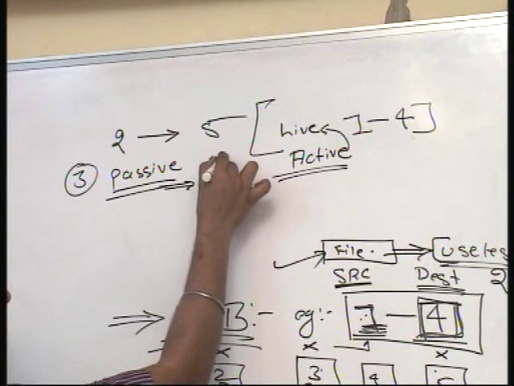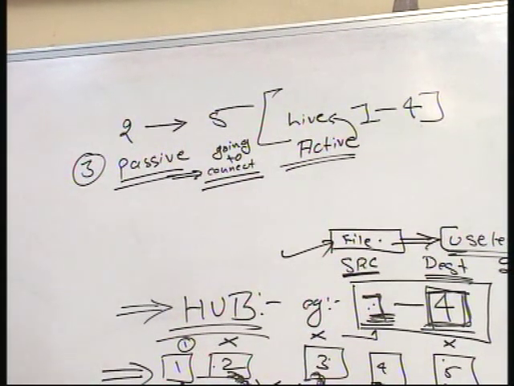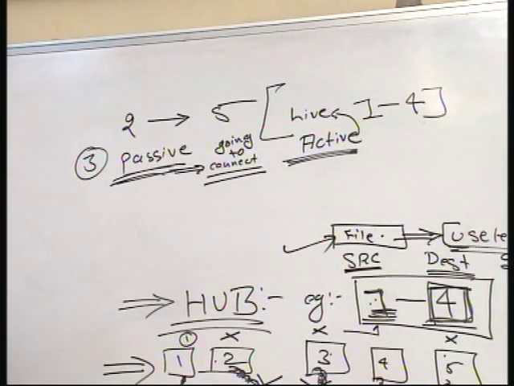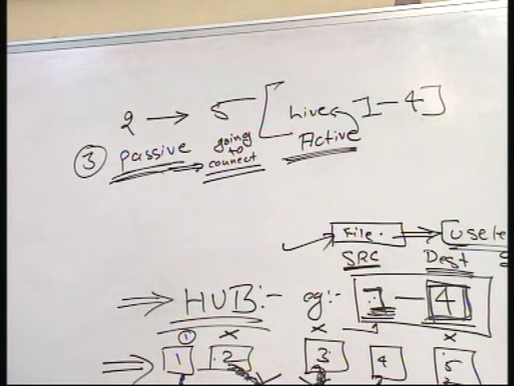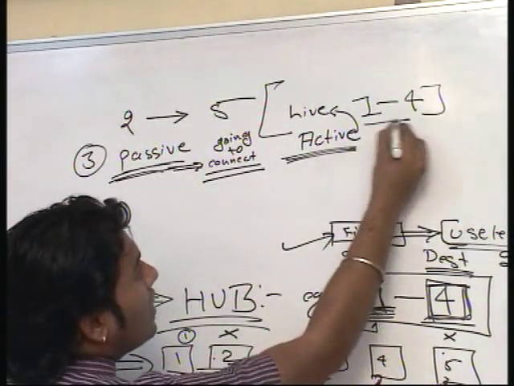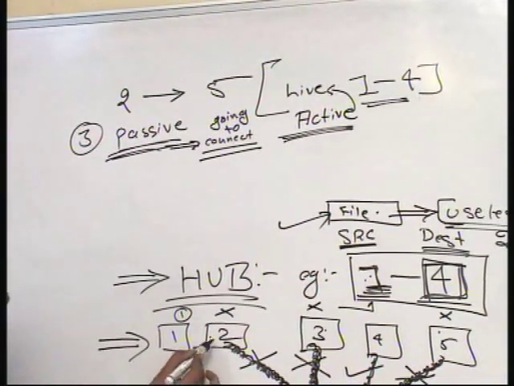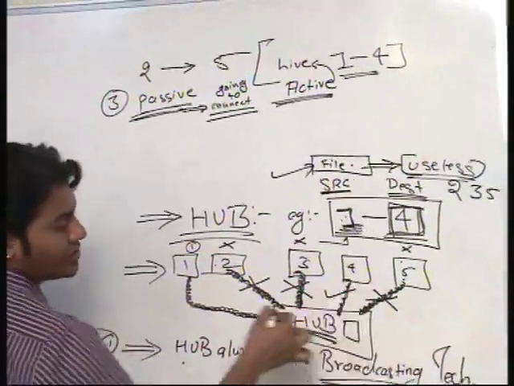Going to connect, I can say like this, going to connect. So in networking there are two terms, active and passive. Don't worry. Active means a live connection, passive means it is now going to connect. For example, PC number 1 and 4 are already connected, but at the same time PC number 2 and PC number 5 want to have communication.